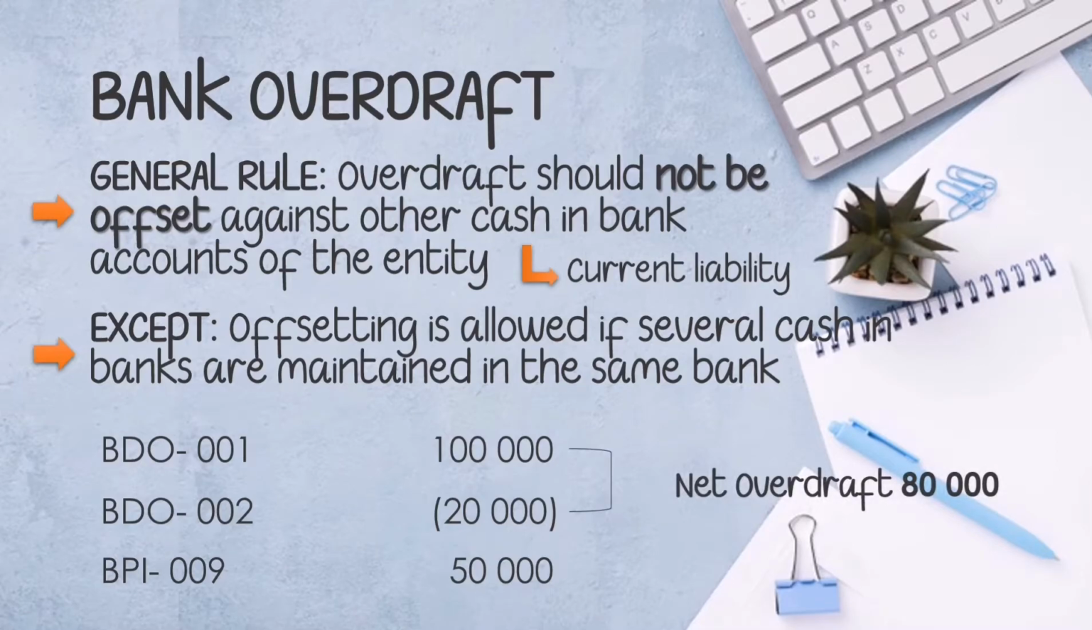If asked how much is the cash in bank of the depositor, we simply add the net amount of 80,000 to the BPI account amounting to 50,000. So we have a total cash in bank of 130,000. What if the 20,000 overdraft is from another bank, for example, from PNB? Then the 20,000 will be presented separately as a current liability. If asked for the cash in bank amount, we simply add the BDO account amounting to 100,000 and the BPI account amounting to 50,000, totaling 150,000 cash in bank.